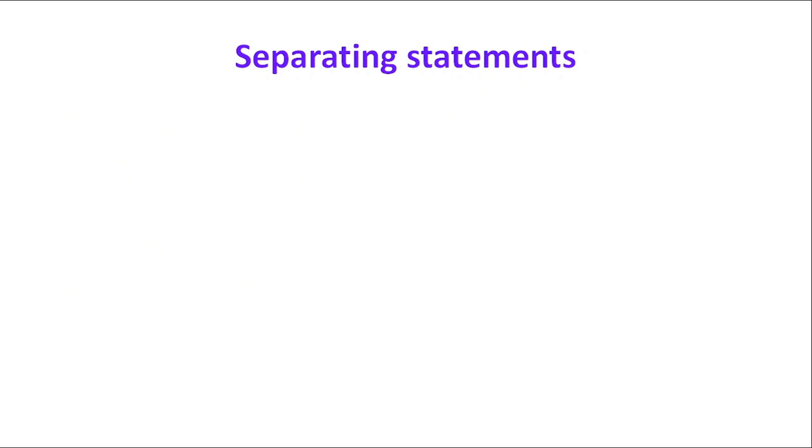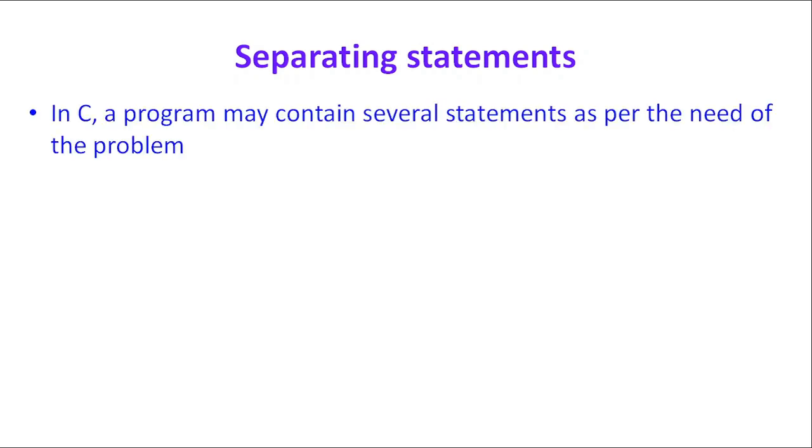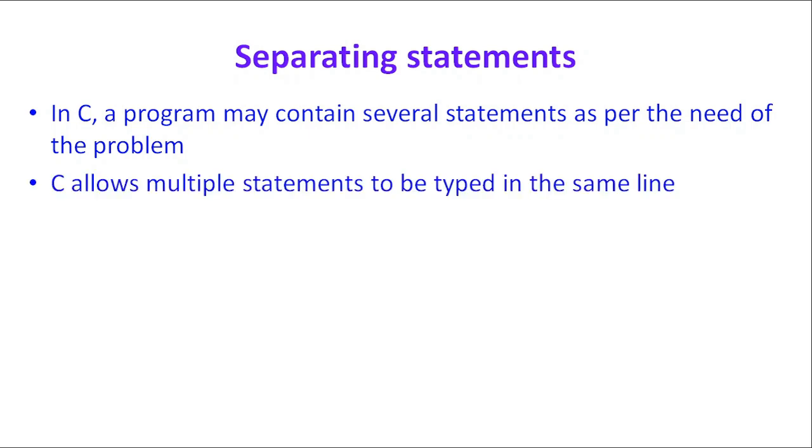The next delimiter is to separate the statements in a program. In a typical C program, we usually have hundreds of statements under the types of declarative statements, arithmetic statements, conditional statements, looping statements, and function calling statements. But in C, we don't need to follow any rule as only one statement to be typed in a single line. C allows multiple statements to be typed in a single line.